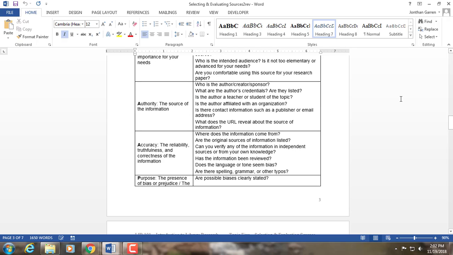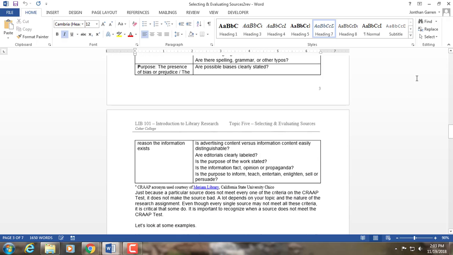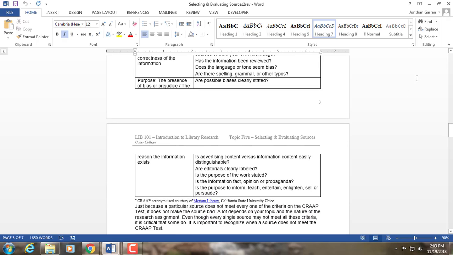So is there the presence of bias or prejudice? Are there biases that are clearly stated? Is this more of an editorial work or an opinion work as opposed to an actual factual presentation of information, which is usually what you're wanting to look for, right? Unless you're trying to find opposing viewpoints on a subject.